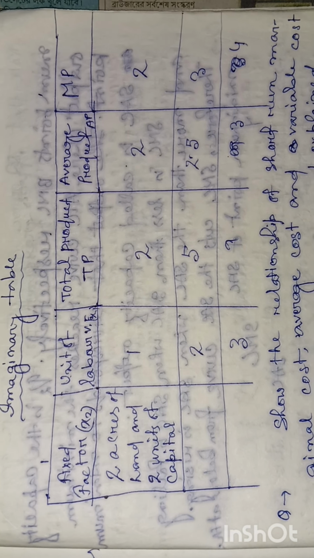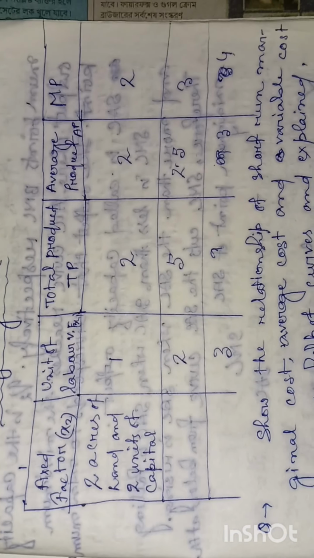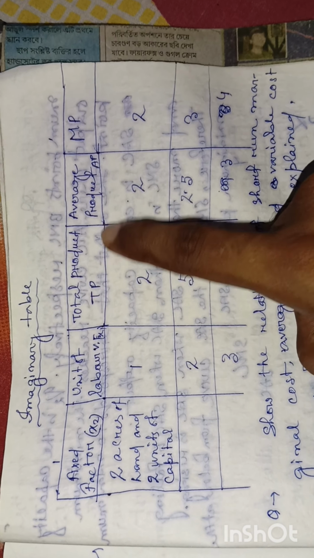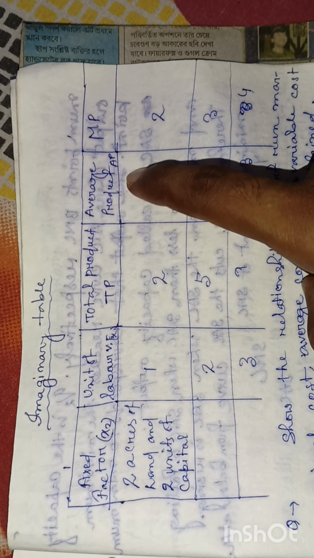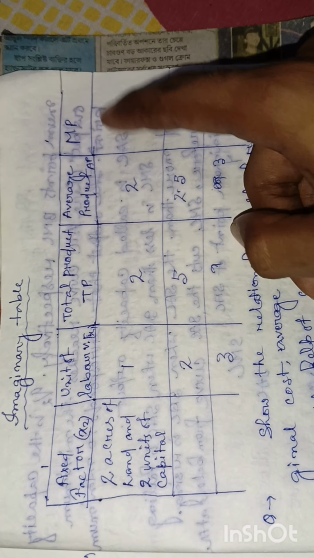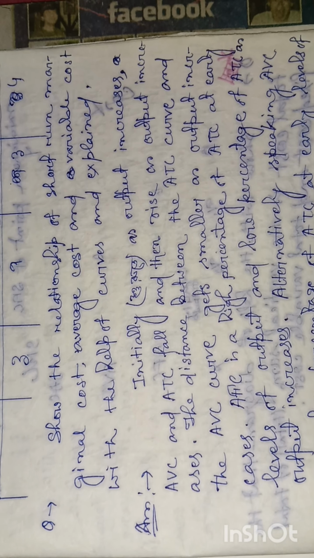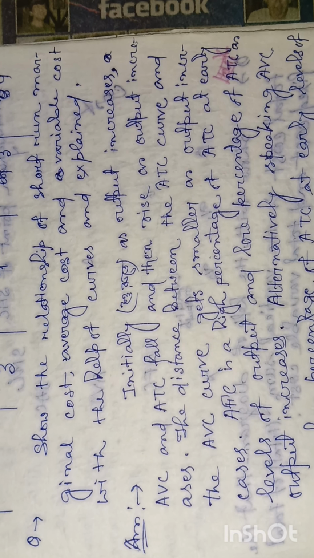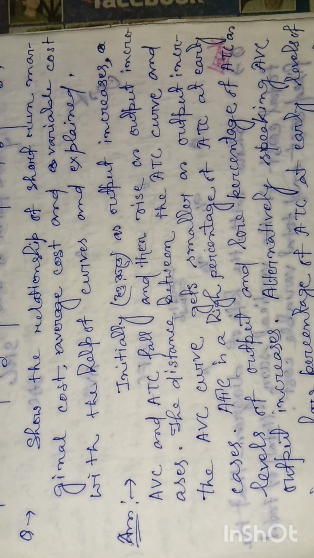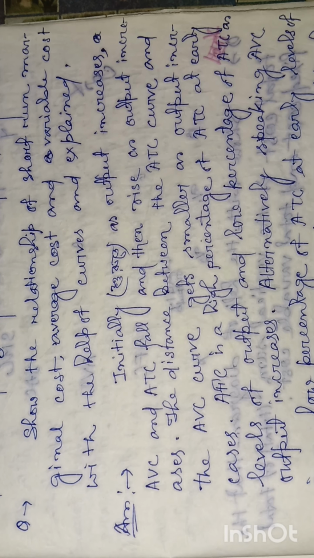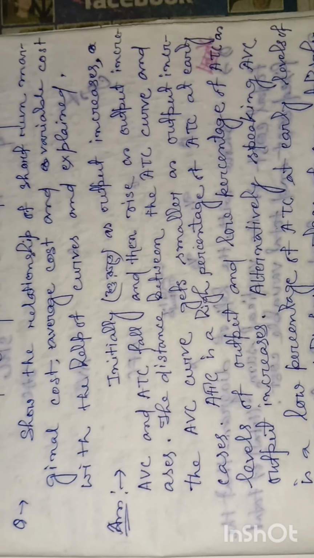Imaginary table. Fixed factor, unit of labor, total product, average product, marginal product, MP. Show the relationship of short-run marginal cost, average cost, and variable cost with the help of curves and explain.